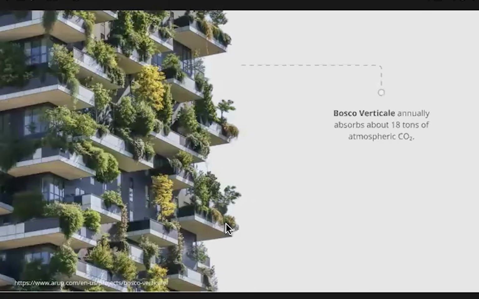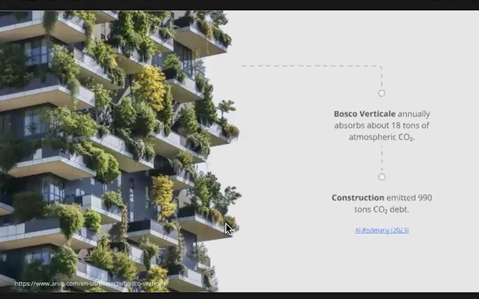When we talk about carbon reduction, one of the first things that came to my eyes is this building. Let's go vertical. This building annually can absorb about 18 tons of atmospheric CO2, which is beneficial. But there is a factor about this building that many people do not know. In the construction part, in the first stage of building this building, it emitted 990 tons of CO2, which makes us think about how we can solve that.